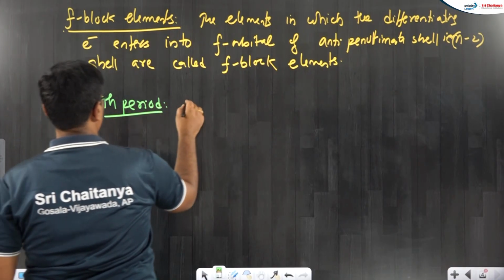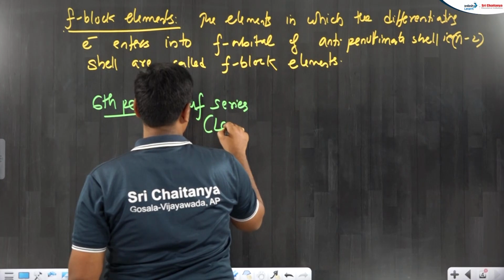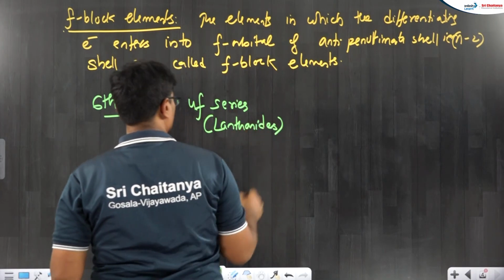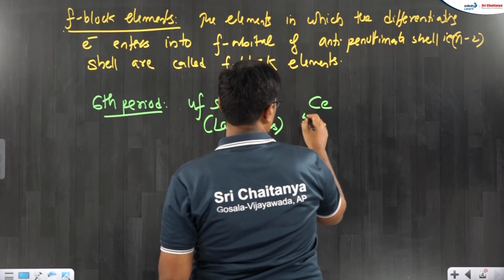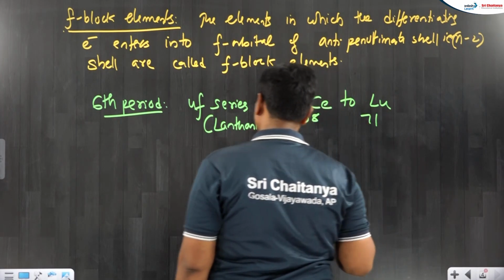There are 4f series elements. They are also called lanthanides. They are from atomic number cerium 58 to lutetium 71, 14 elements.